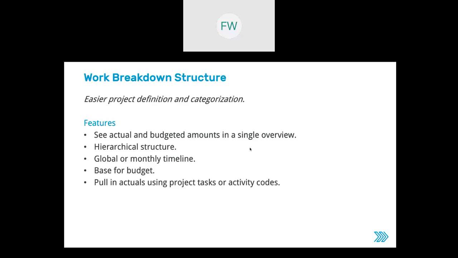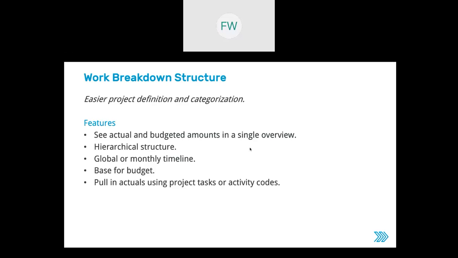But if you use the monthly timeline, then let's say you define January until March, then only transactions within that timeline would be pulled into your report. So not everything that is relating to the project. It serves as base for the budget. So the work breakdown structure is not the budget yet. You have to set it as the budget. And you can pull in actuals using the project tasks or activity codes.